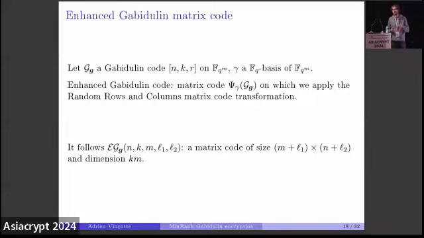So thanks to this masking, we will now define what we call an enhanced Gabidulin matrix code. If we consider a Gabidulin code of length m and dimension k, and we sample an F_q basis of F_q^m, we compute the image of J by psi gamma. So we obtain a matrix Gabidulin code, and then we apply the masking that I just defined. It follows a matrix code whose matrices have n plus L1 rows and n plus L2 columns, and dimension km, since our Gabidulin code had dimension k.